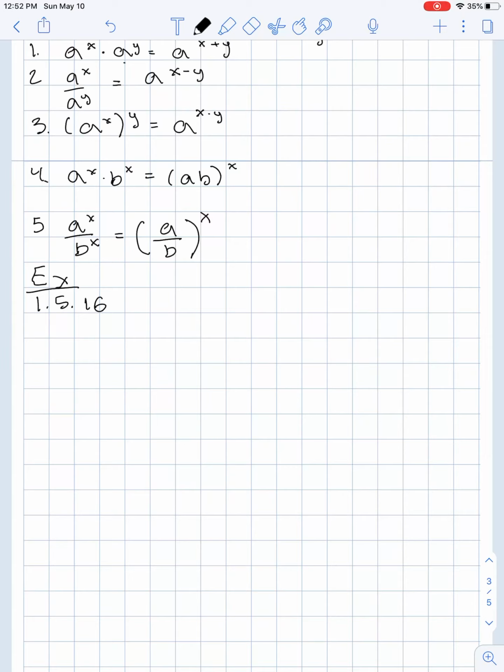So 1.5.16, we're asked to simplify these problems. So this one, we're going to simplify the expression 13 to the square root of 2, this whole thing to the square root of 2 divided by 2. Okay? Well, I can use rule 3.